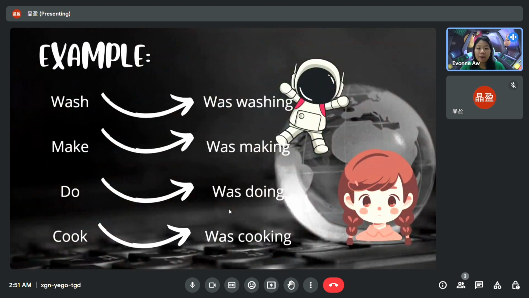As an example, the past progressive will have an ing at the back of the word, and the main verb is used. Like wash, there's was in front of the word wash, and ing is injected at the verb. Like was washing, was making, was doing, and was cooking.